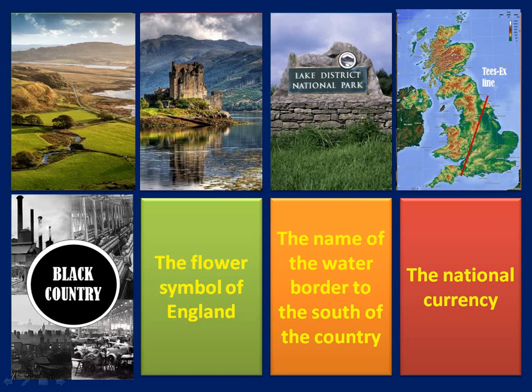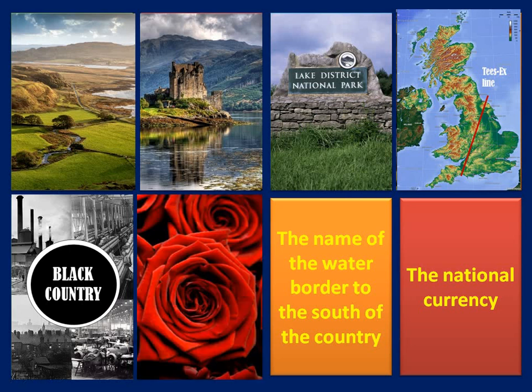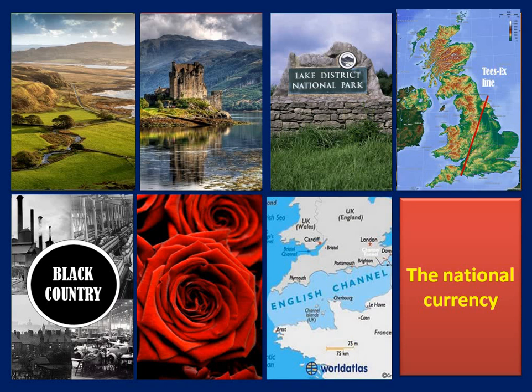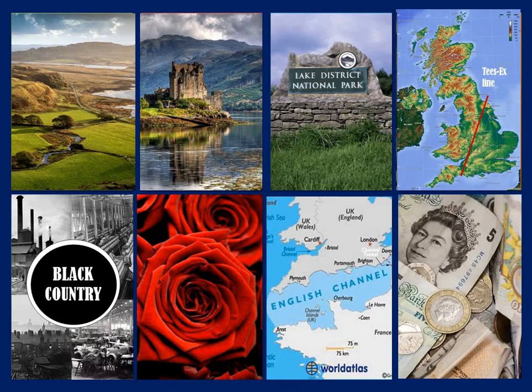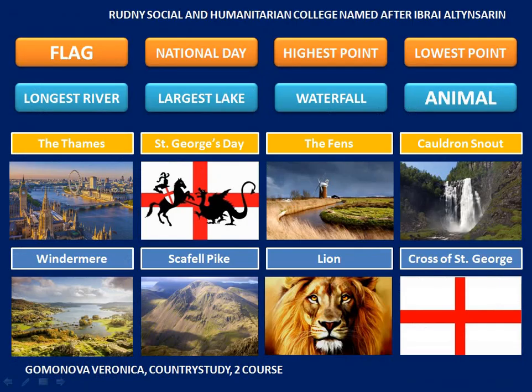The flower symbol of England is a red rose. The name of the water body to the south of the country is called English Channel, and the name of the national currency is, of course, the pound sterling. Hooray! That is it. And now we are going to start with a new theme.